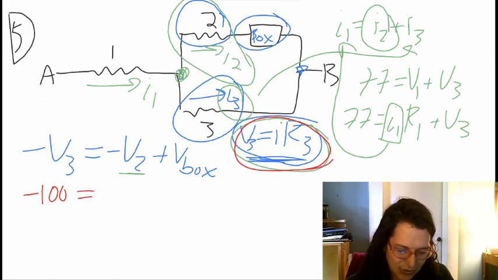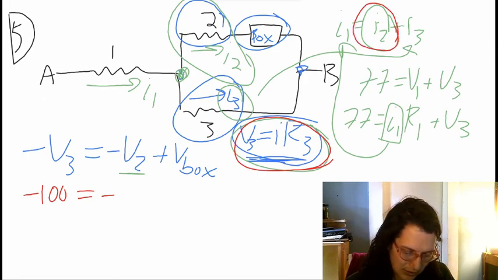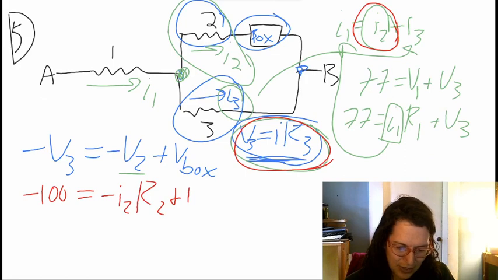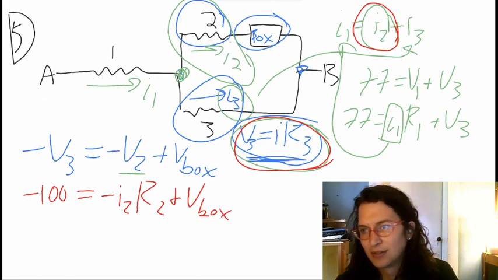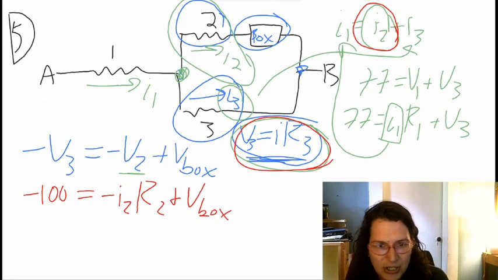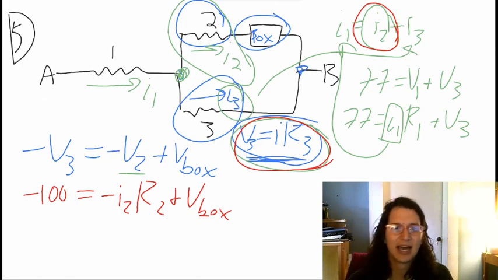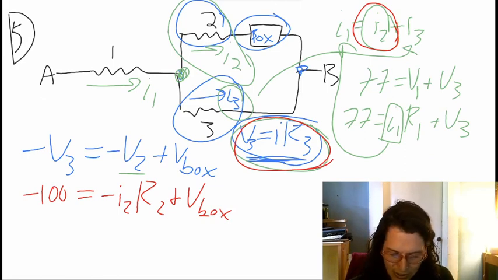And then this is equal to the opposite of whatever the I2 is that I get out here times the R2 that's given. And then I'll just solve for V box. If it's positive, then I'm providing energy. If it's negative, then I'm removing energy. And the last thing they're going to ask is to find the rate at which energy is being added or subtracted. Rate is a power question.